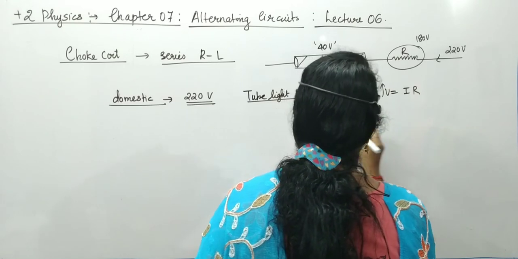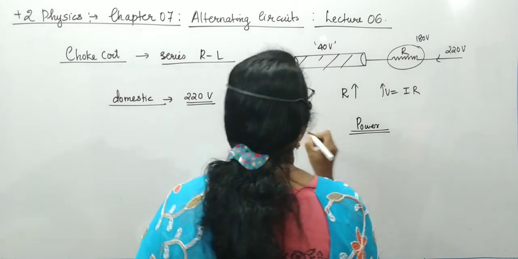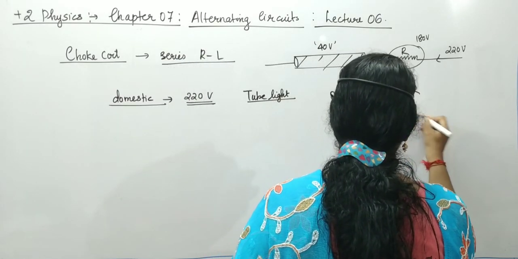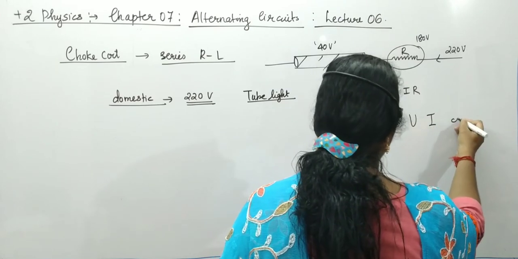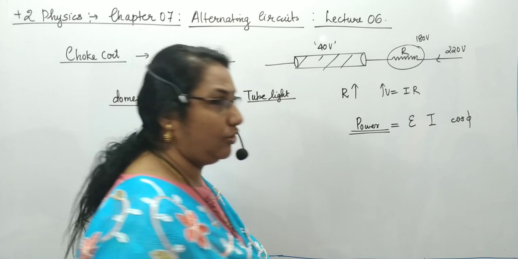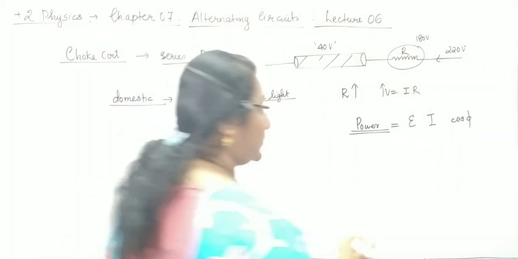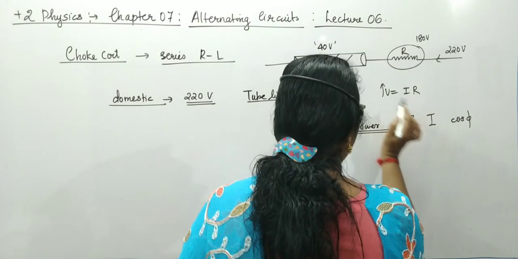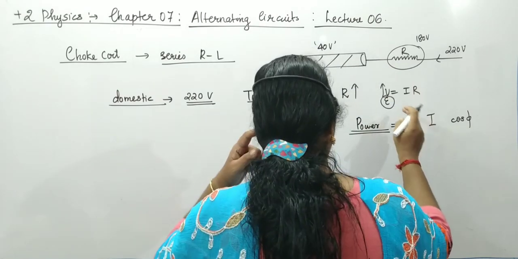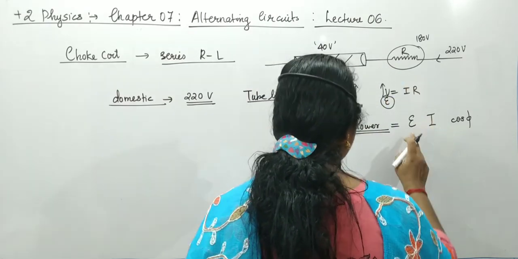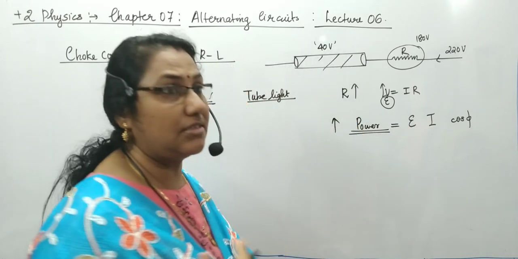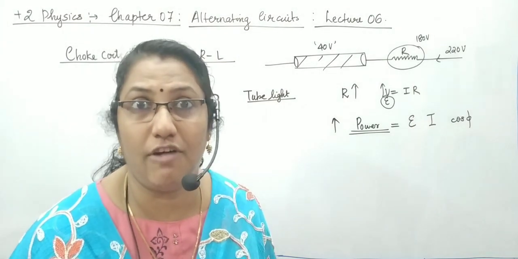Wastage of power also occurs, because power is equal to E into I into cos phi. We know E rms, I rms, cos phi. So if the voltage, that is the EMF, increases, the power also increases. It causes a wastage of power.